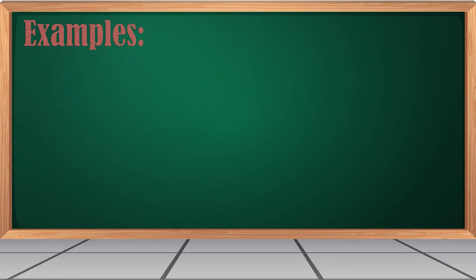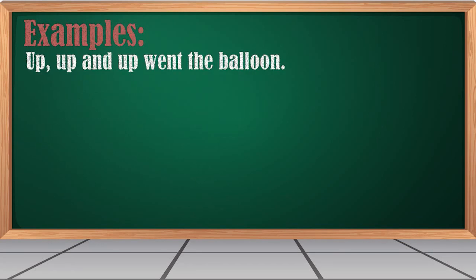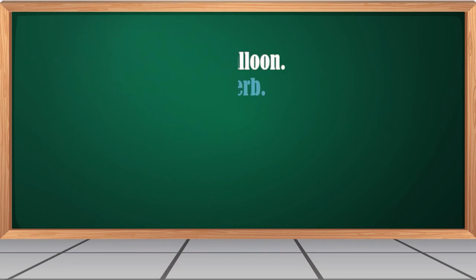Another example, up and up with the balloon. Up, up and up. Here it is repeated 3 times. So to make our speech stronger, up here is an adverb. Repeated 3 times, we call it emphasis.